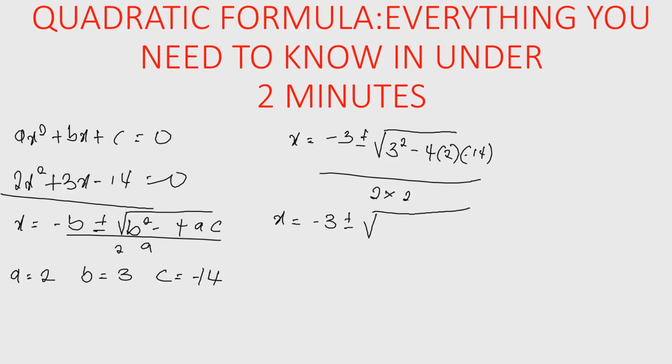So your x will now be equal to minus 3 plus or minus square root of, what do we have here? We are going to have 9, then plus, because of this minus here, 4 times 2 is 8, and 8 times 14 will give you 112, then everything over 4. So your x will be equal to minus 3 plus or minus, now when you add this together, you're going to have 121 over 4.